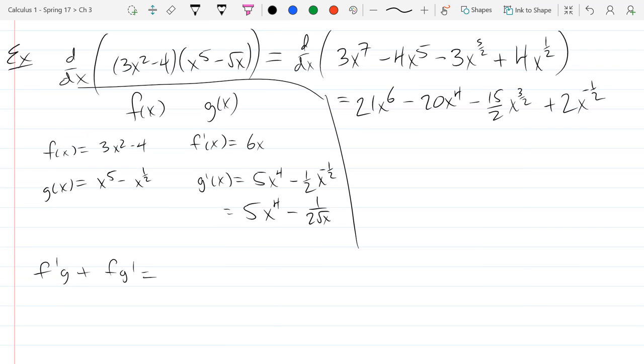I may have messed up on my powers. So I first turned 3x to the 7th into 3x squared times x to the 5th, and we got negative 4x to the 5th, which is negative 4 times x to the 5th. That's inside, and then I went... Oh, no, I was talking about not in that. On my derivative step? Yeah. So I did 3 times the 5 halves right there to get 15 halves.